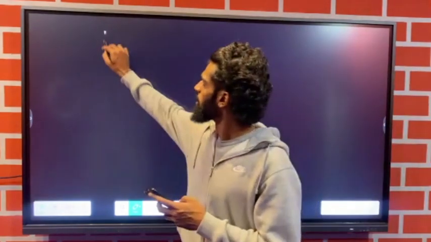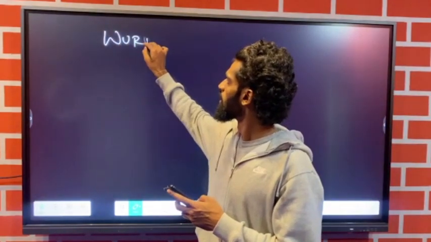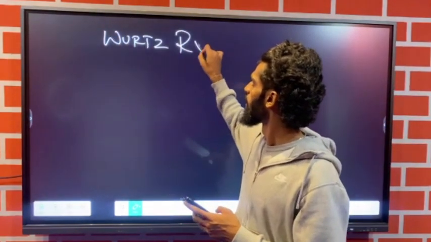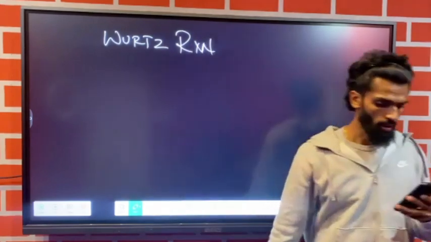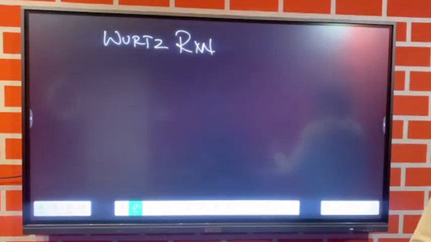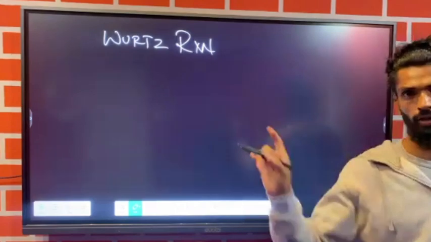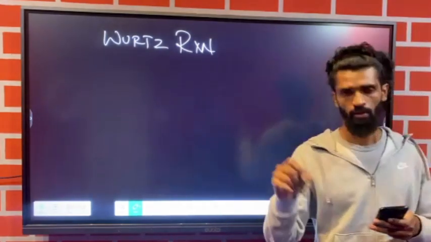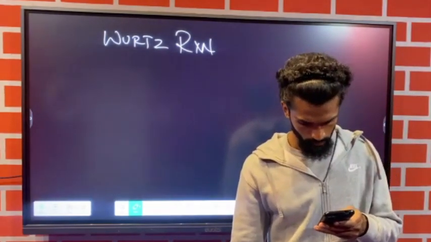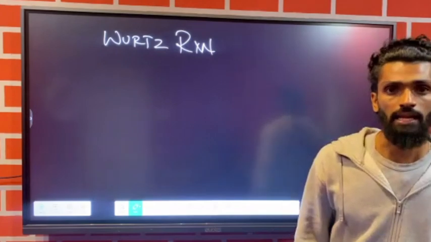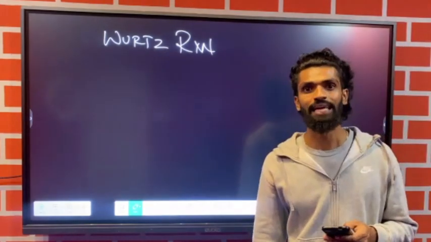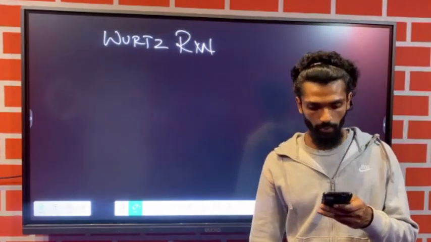Wurtz reaction. I'll give you a small statement. Write this below, a concept called Wurtz reaction. First statement, write down: higher alkanes are formed.